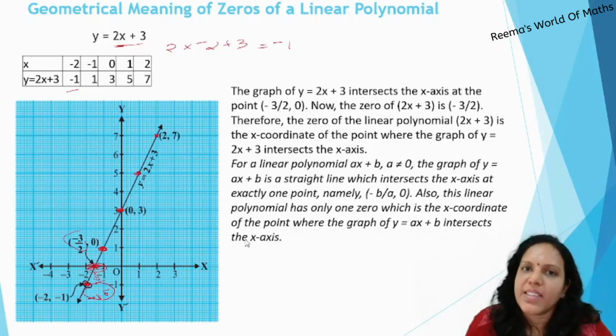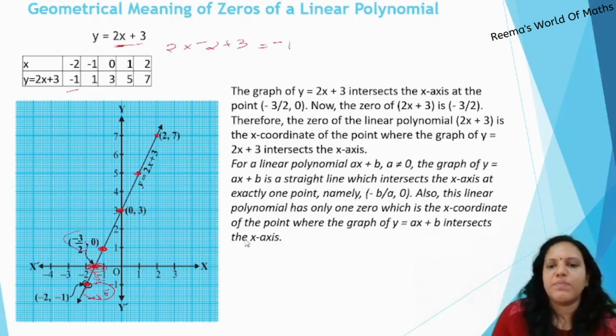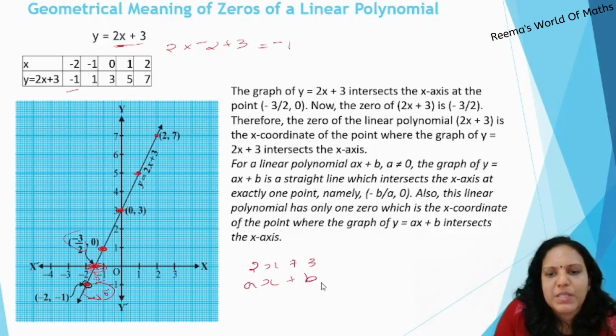It intersects the x-axis at exactly one point, which is namely minus b by a. So, if it is ax plus b, we can replace this polynomial as 2x plus 3. This is in the form of ax plus b. The zero of this polynomial is minus b by a, which is minus 3 by 2. So, the zero of this polynomial is minus 3 by 2.